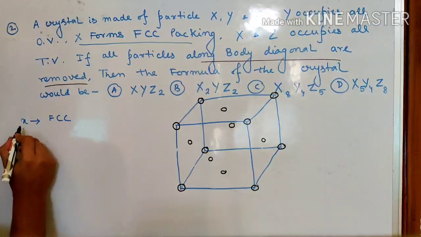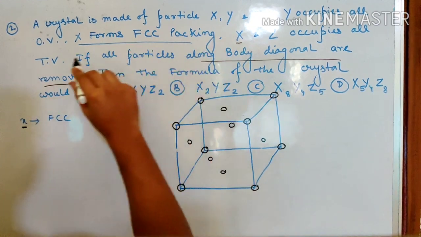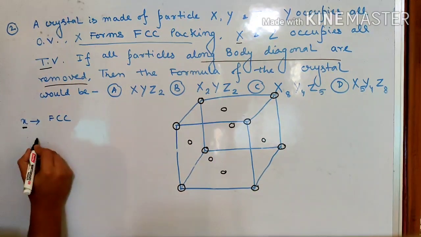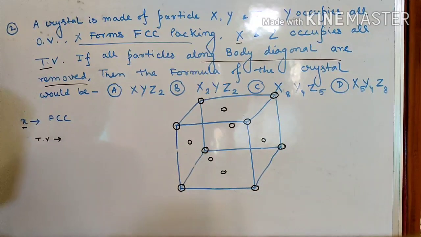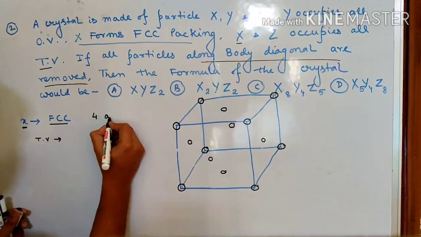Okay. Remember, X is present in all the tetrahedral voids. So where are the tetrahedral voids present? We have seen the diagram in the void video also, that it is present only at the body diagonals. So for FCC, the total number of atoms is 4 atoms.